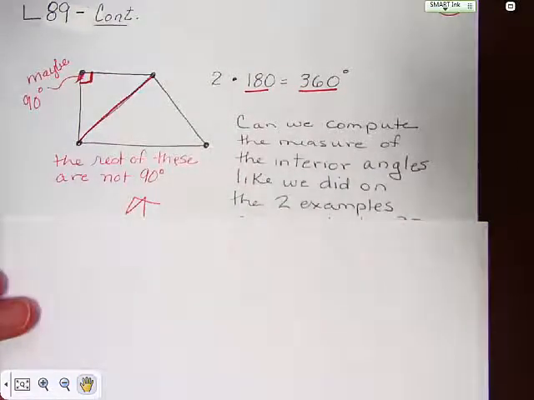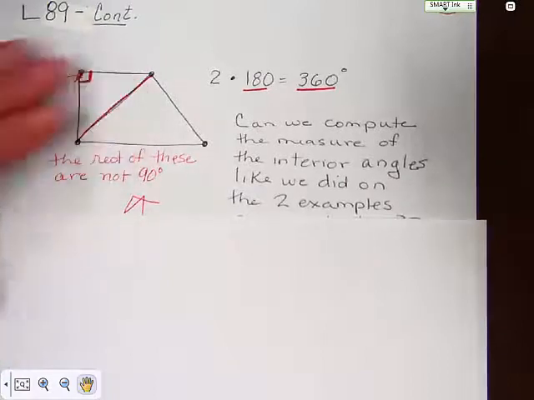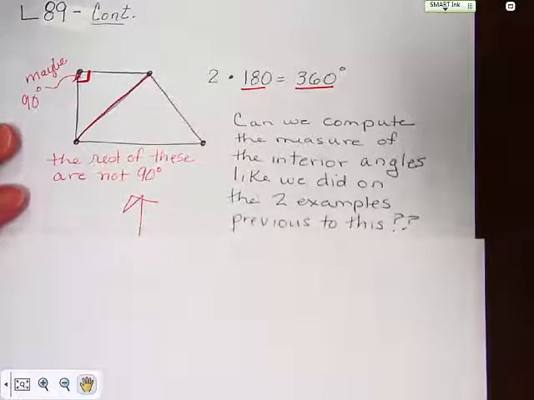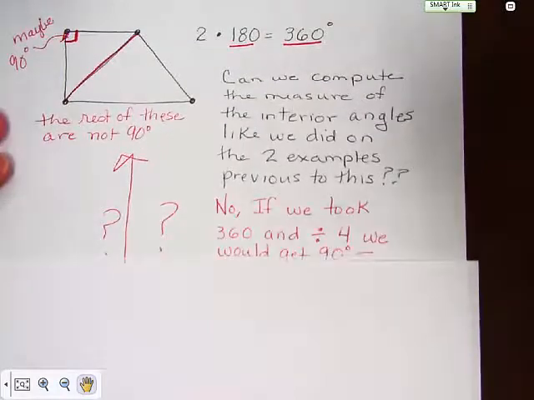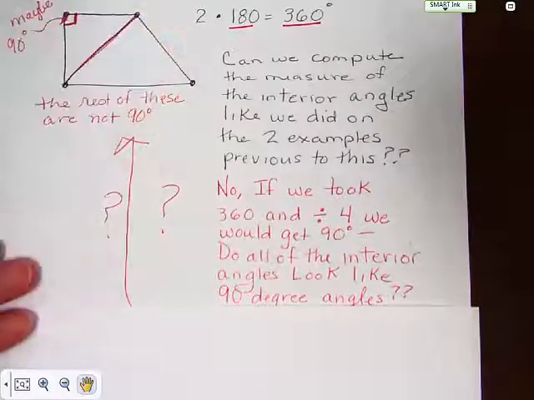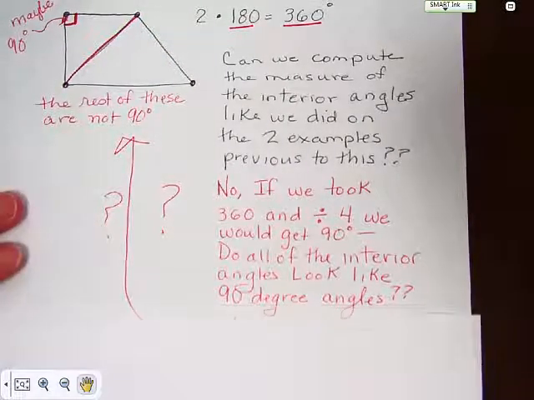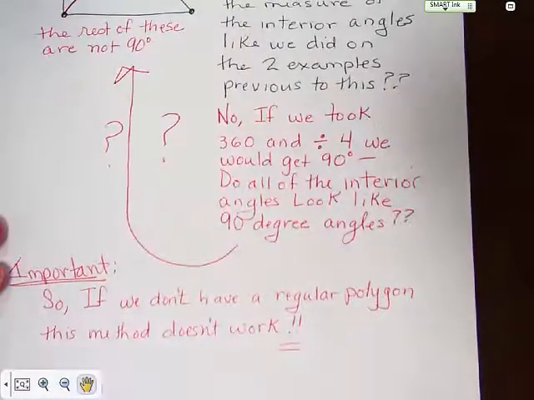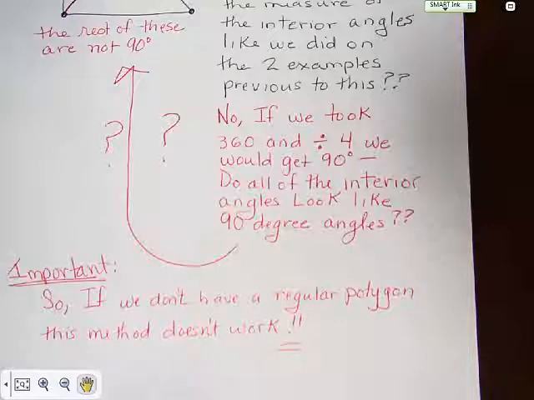No. Okay. So we cannot do the same thing with this figure that we did with the others, because it is not a regular polygon. It does not have regular measure. If we took 360 and got 4 and we got 90, we could not say that all these angles are 90, and therefore there's no way we could find the exterior angles. So if we don't have a regular polygon, put this in your notes too, this method does not work. Okay, so you'll be using this method with regular polygons, 4-sided, 5-sided, 6-sided, 7-sided, 8-sided, all with angles the same measure, sides the same length.